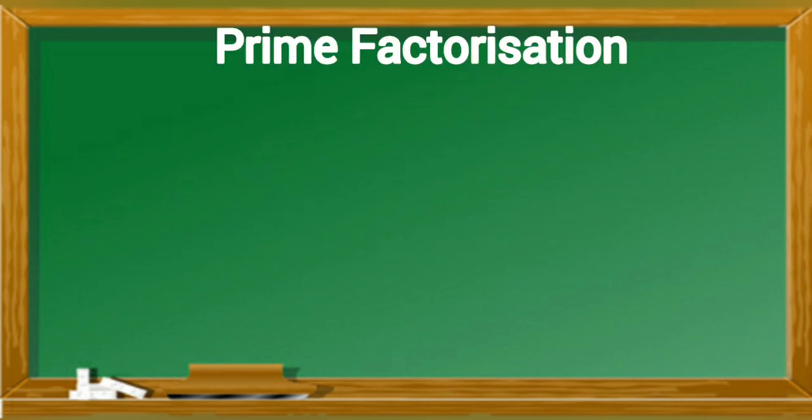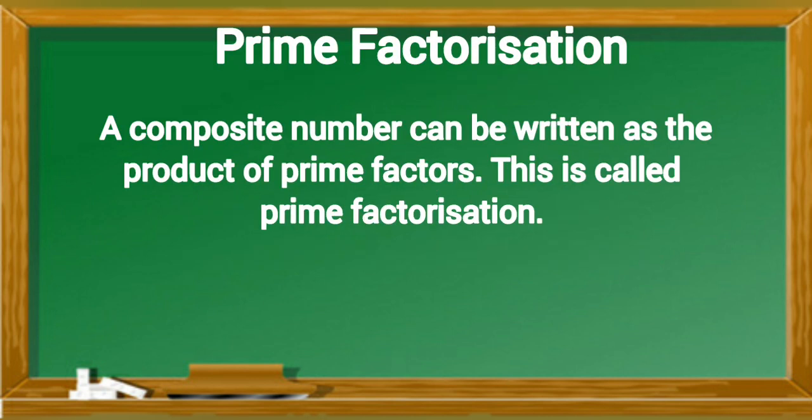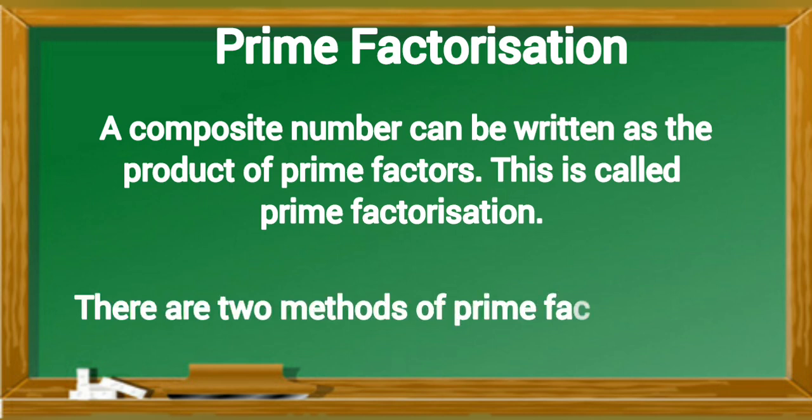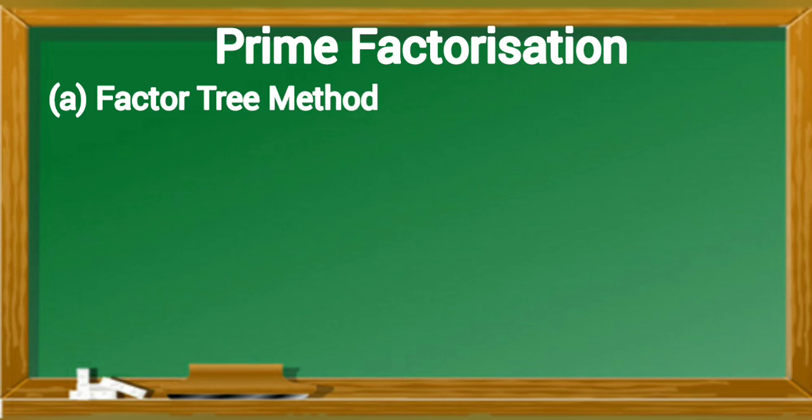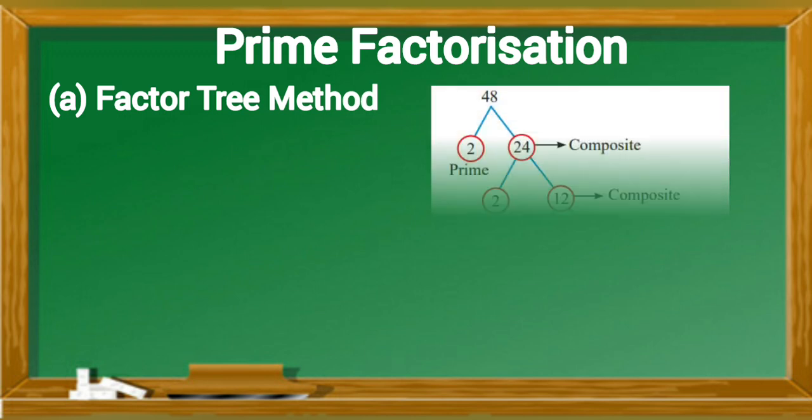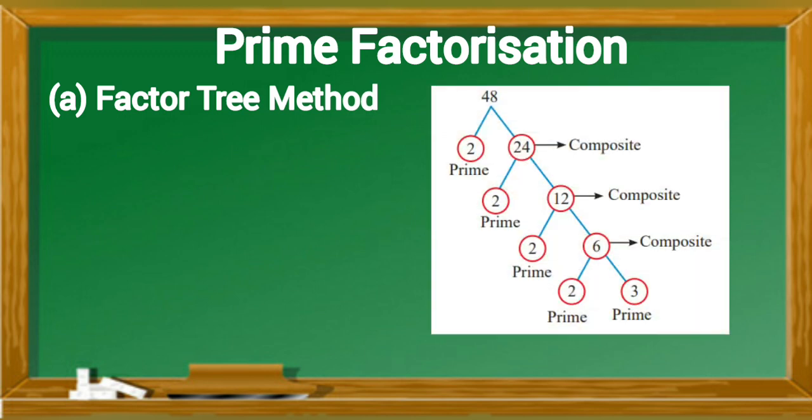Prime factorization. A composite number can be written as the product of prime factors. This is called prime factorization. There are two methods of prime factorization. A. Factor tree method. In this method, we factorize a composite number till we get all prime factors.